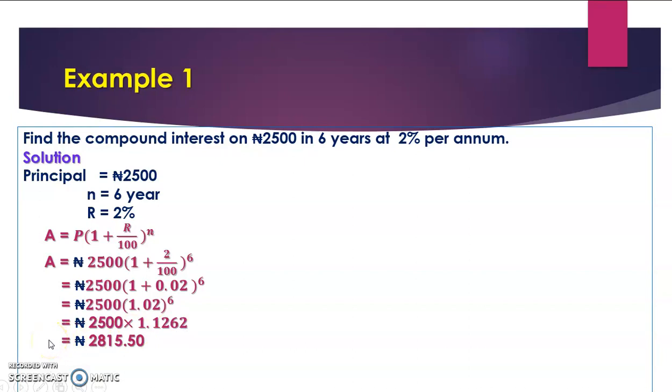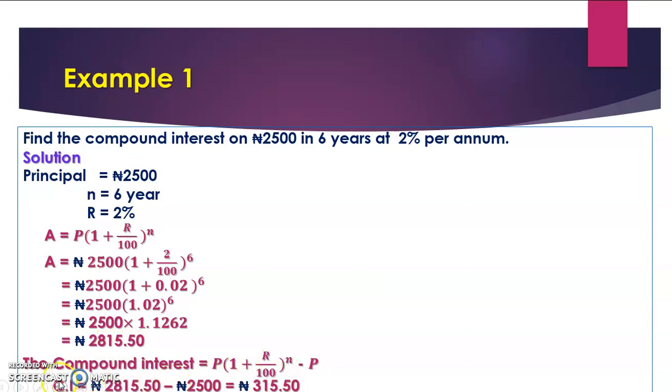Now, therefore, our amount is equal to 2,815 naira 50 kobo. Now the compound interest. The compound interest is equal to principal (1 + r/100) raised to power n, which we have calculated, which is 2,815 naira 50 kobo. So minus our principal.